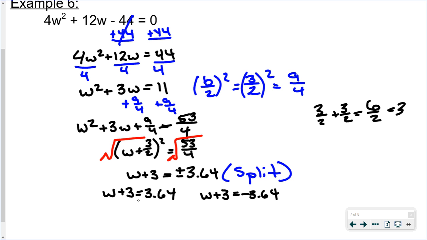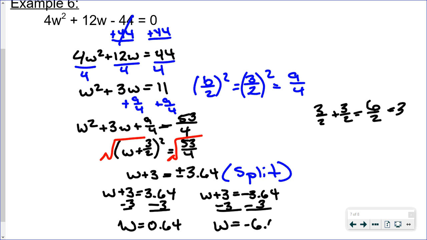Go ahead and solve these. So subtract 3/2. So my first solution is w equals 3.64 minus 1.5, which is 2.14, and the second is w equals negative 3.64 minus 1.5, which is negative 5.14.